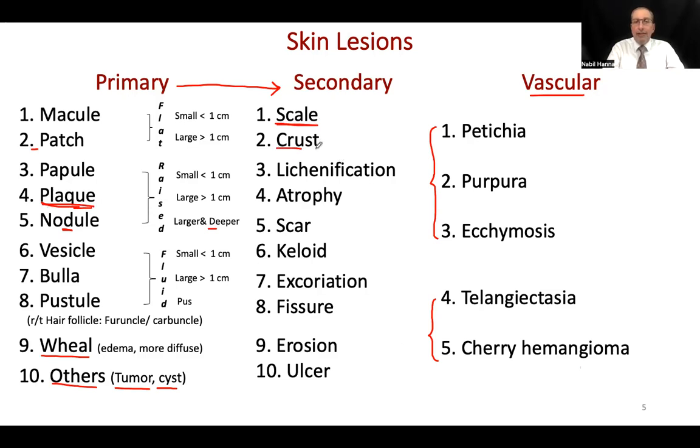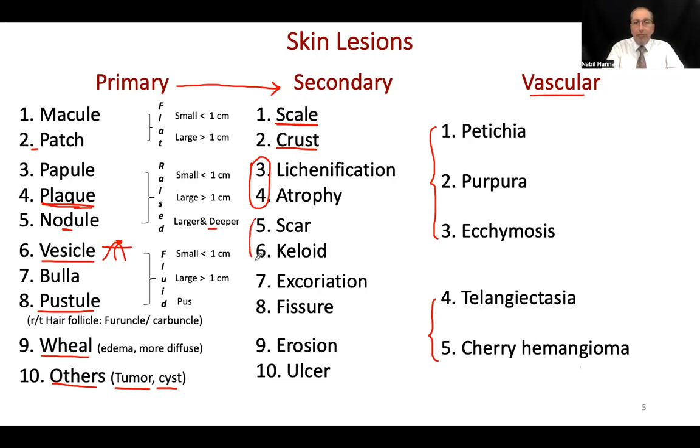Crust is dried serum, infected serum. So one skin condition, impetigo, starts as vesicles and pustules. And when these vesicles get deroofed, when they rupture, and the serum comes out and then dries, it becomes a crust. Lichenification is the opposite of atrophy. Lichenification is thickening of the skin due to scratching. Atrophy is thinning of the skin.